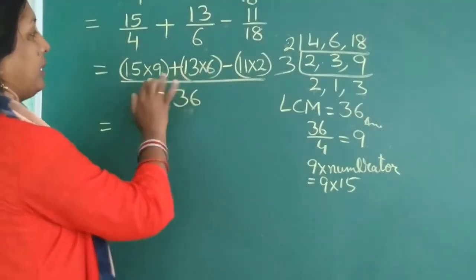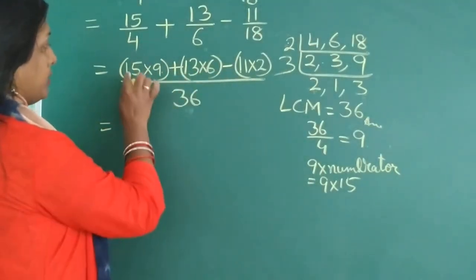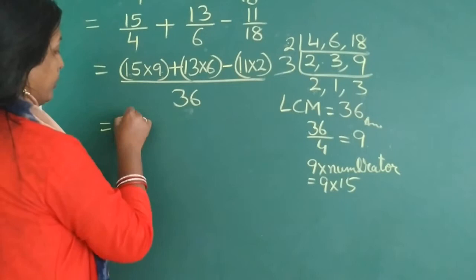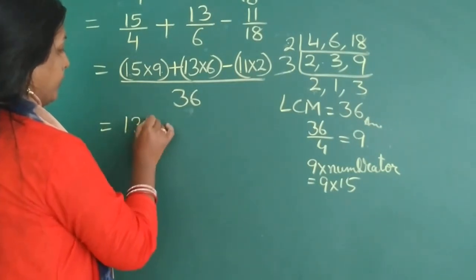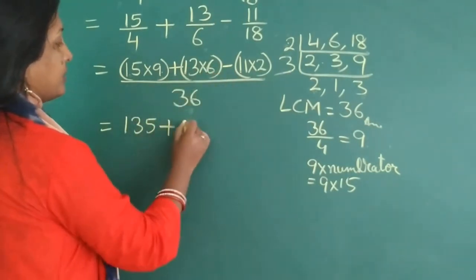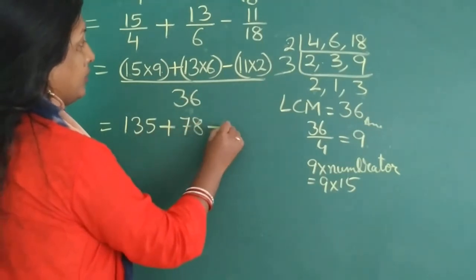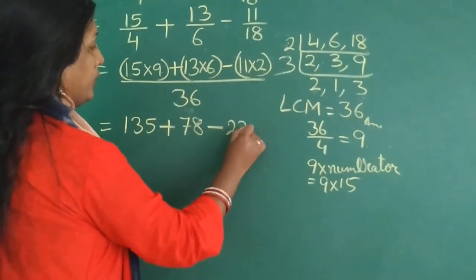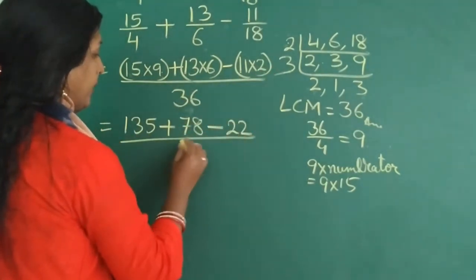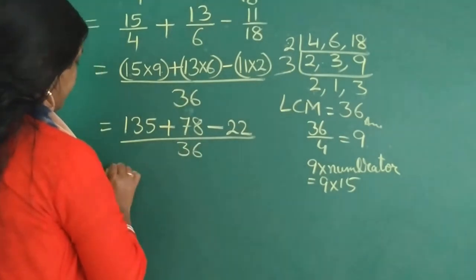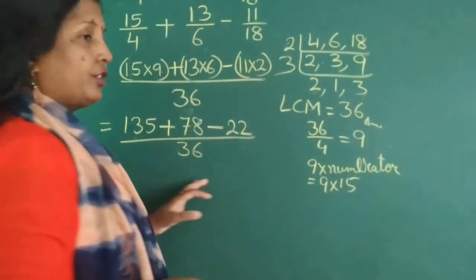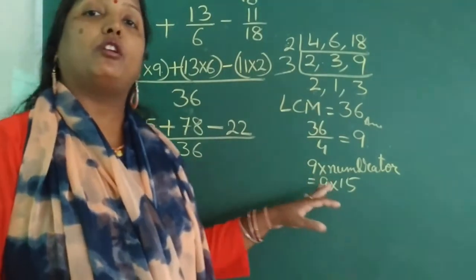So now let us just multiply this to get our numerators. 15 and 9, you get 135. 13 6s are 78. Minus 11 2s are 22. Whole divided by 36. Now for this calculation, children, please use the knowledge of integers.